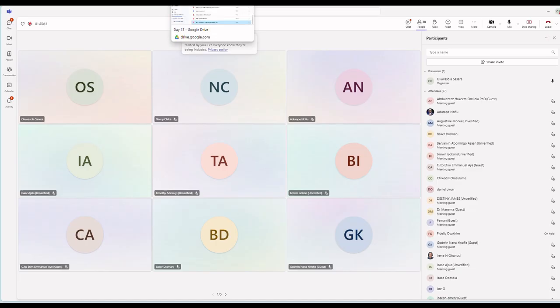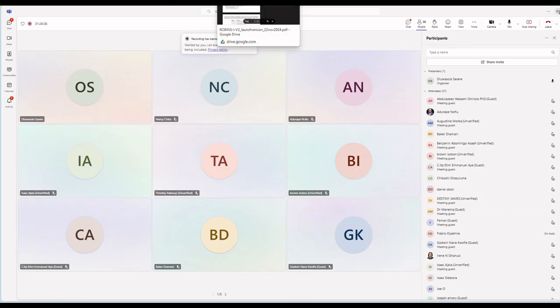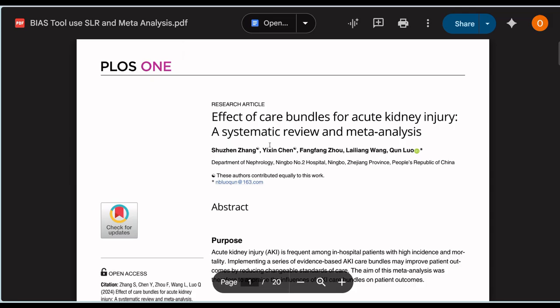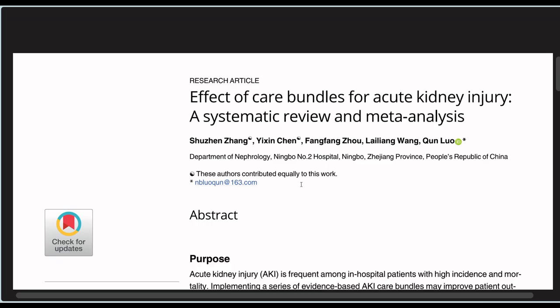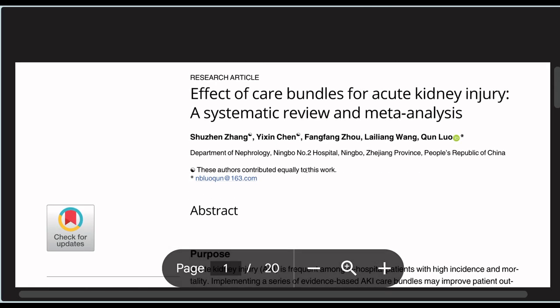So if you are doing systematic review alone, you can use one appraisal tool. Maybe I should reframe it that way. If you are doing systematic review alone without meta-analysis, you can use one appraisal tool. But when you want to combine systematic review with meta-analysis, you would have to use another appraisal tool, meaning that you are combining two appraisal tools in one singular study. Let's look at this study that we have online. Now, this study talks about effect of care bundles for acute kidney injury, a systematic review and meta-analysis. You can see it. So now it is clear that this is not only a systematic review.